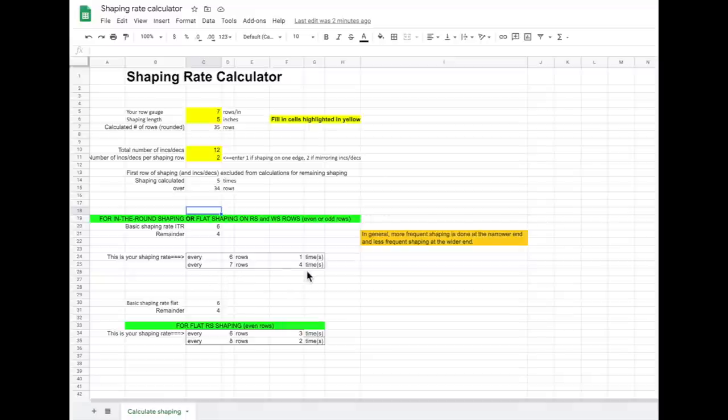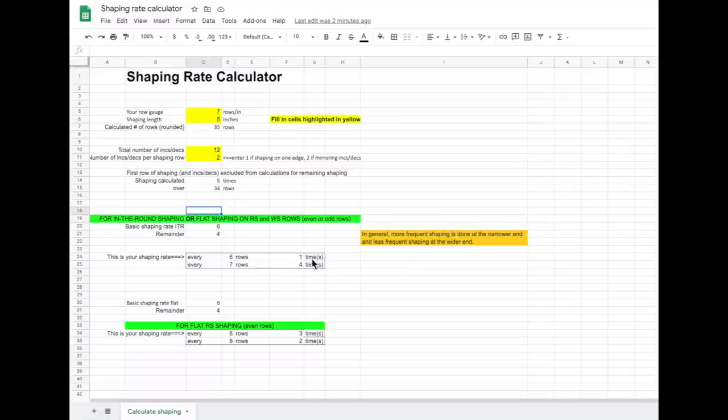Now you'll notice this orange bit over here. It says, in general, more frequent shaping is done at the narrower end, say near the base of the cup, a cuff, and then less frequent at the top at the wider end. So if you were doing bottom up at the cuff, you would start with the every 6 rows and then shift to the every 7 rows. But if you were starting at the top of the sleeve, you would start with the every 7 rows 4 times and then shift to this every 6. This is just a convention. It probably doesn't make that much difference, so it doesn't really matter, but just to be aware of that is typically how it's done.